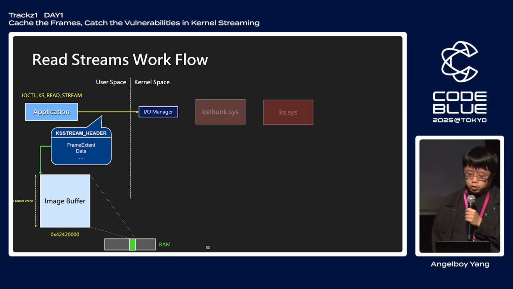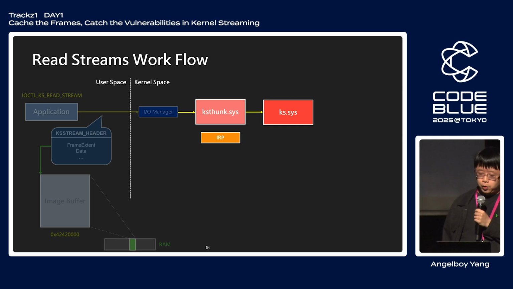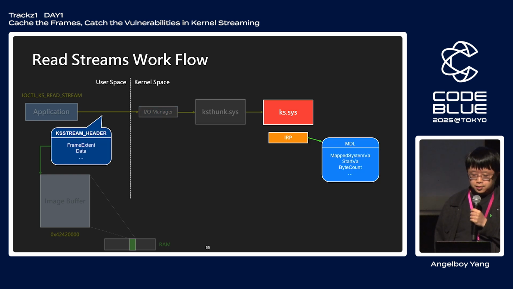Let's briefly introduce how KS implements reading a frame. First, we need to allocate a buffer in user space to store the image data. Then we can pass the buffer's address and the size to the kernel using an IOCTL. After we send the IOCTL to the webcam, it will be processed by KSTHUNK and KS.